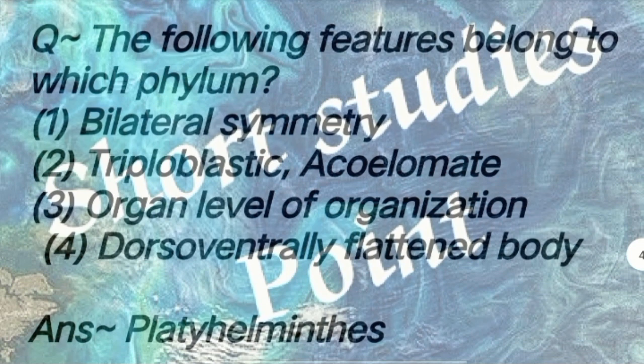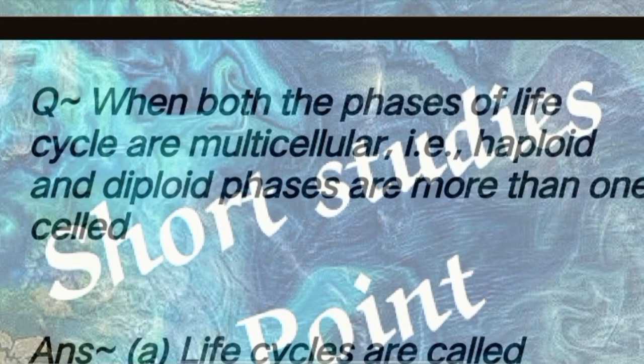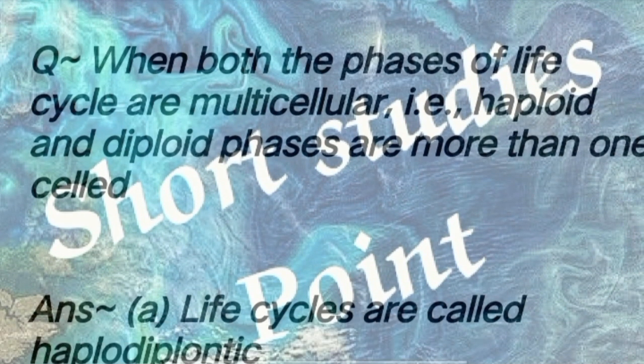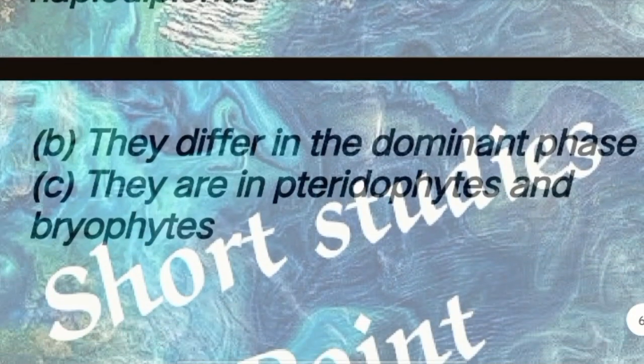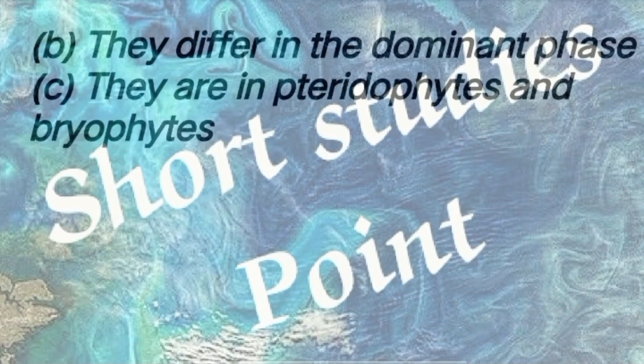Next question, the following features belong to which phylum? Answer, Platyhelminthes. Next question, when both the phases of the life cycle are multicellular, haploid and diploid, and the phases are more than one, the life cycle is called, answer, haplodiplontic. And B, they differ in the dominant phase. And C, they are in pteridophytes and bryophytes.